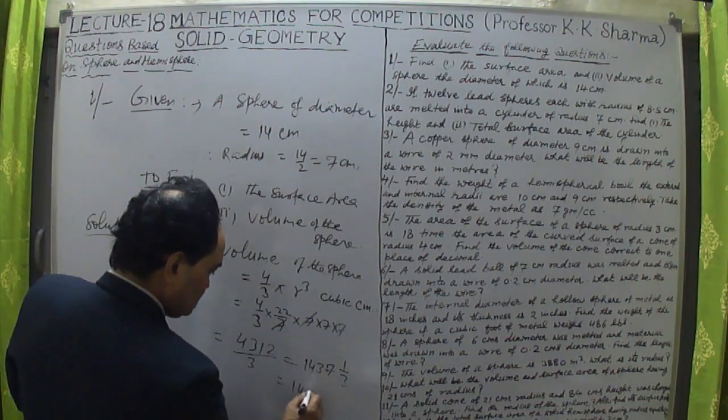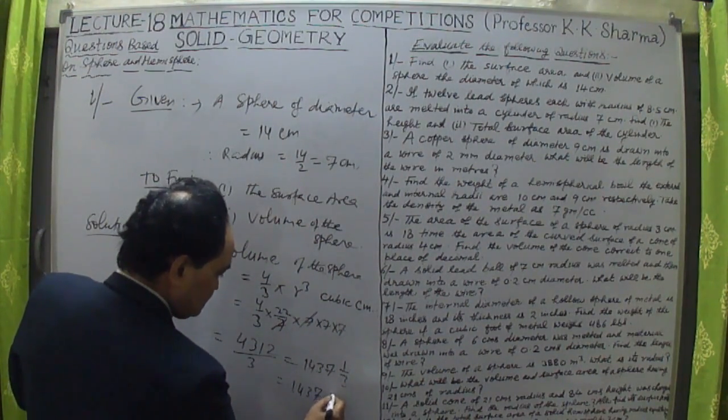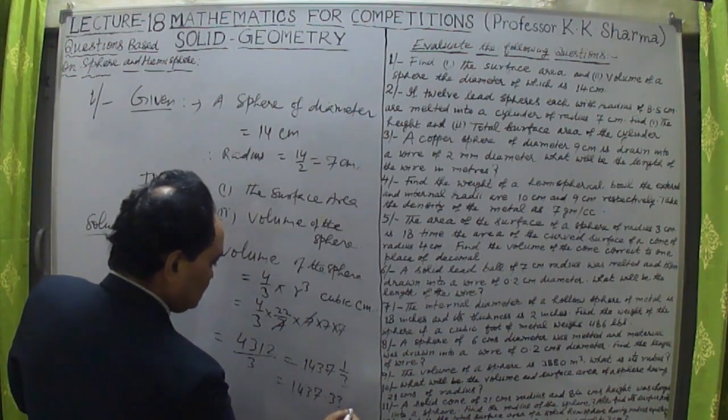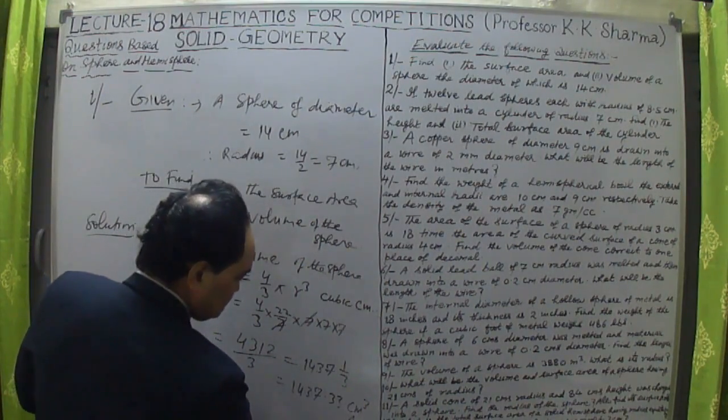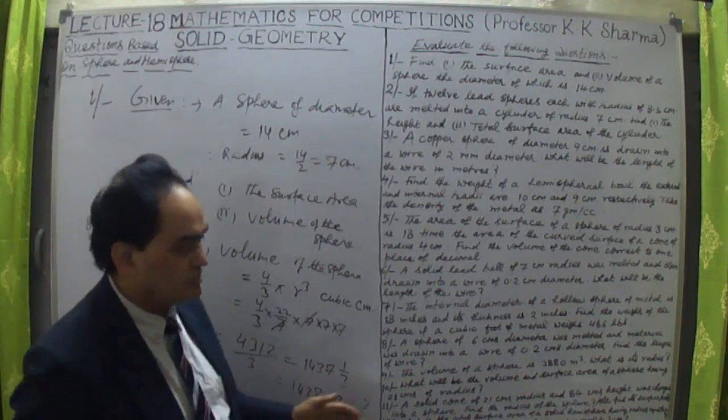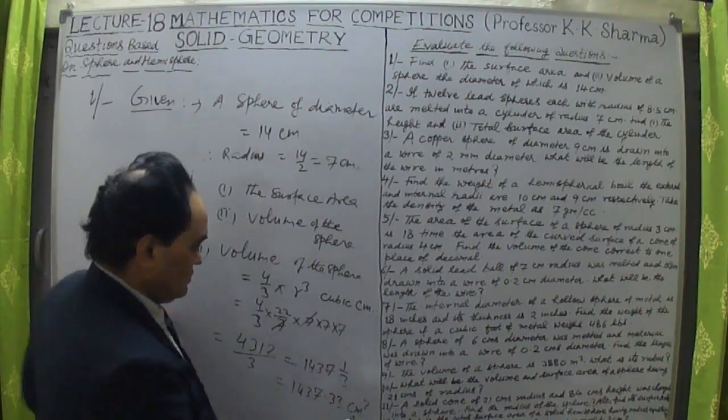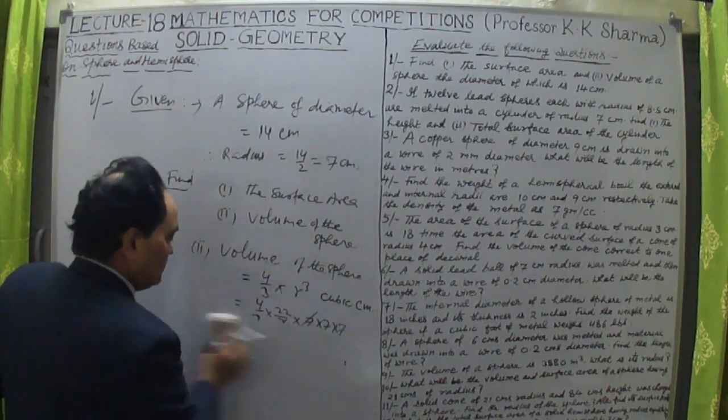This is 1, 4, 3, 7.33. This is cubic centimeter, cube. This is the volume. Second answer. So second answer is this. So the first question is solved. Finally, we have solved this question number 1.